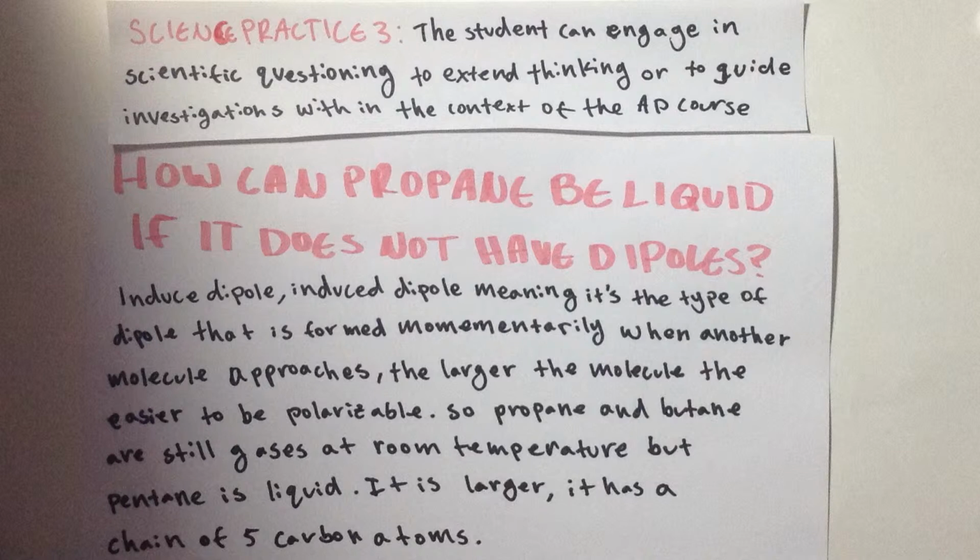This encourages us to use Science Practice 3 to engage in scientific questioning to extend the thinking and investigation within the context of the AP course. Induced dipole meaning it's the type of dipole that is formed momentarily when another molecule approaches. The larger the molecule, the easier to be polarized. So propane and butane are still gases at room temperature, but pentane is liquid. It is larger and has a chain of 5 carbon atoms.